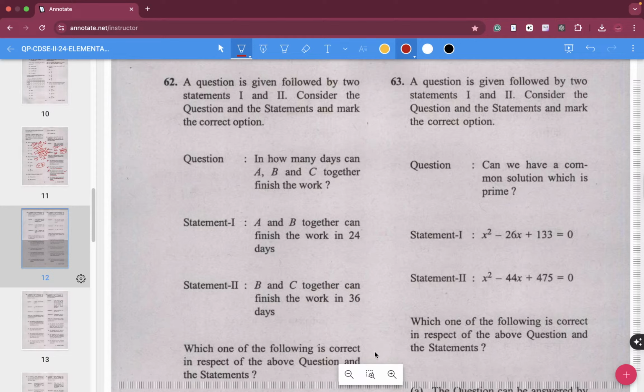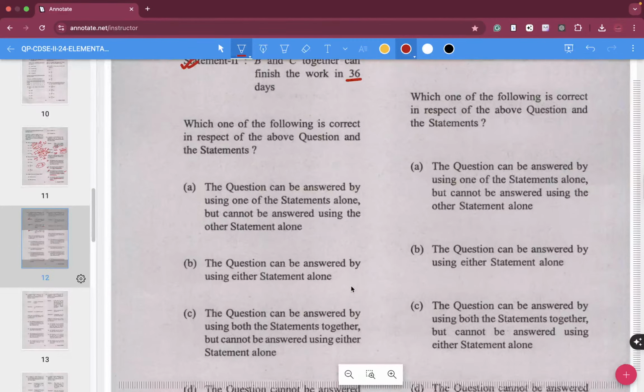Now let's look at question number 62. A question is given, followed by statements 1 and 2. Consider the question and the statements and mark the correct option. The question is, in how many days can A, B, C together finish the work? Statement 1: A and B together can finish the work in 24 days. Statement 2: B and C together can finish the work in 36 days.